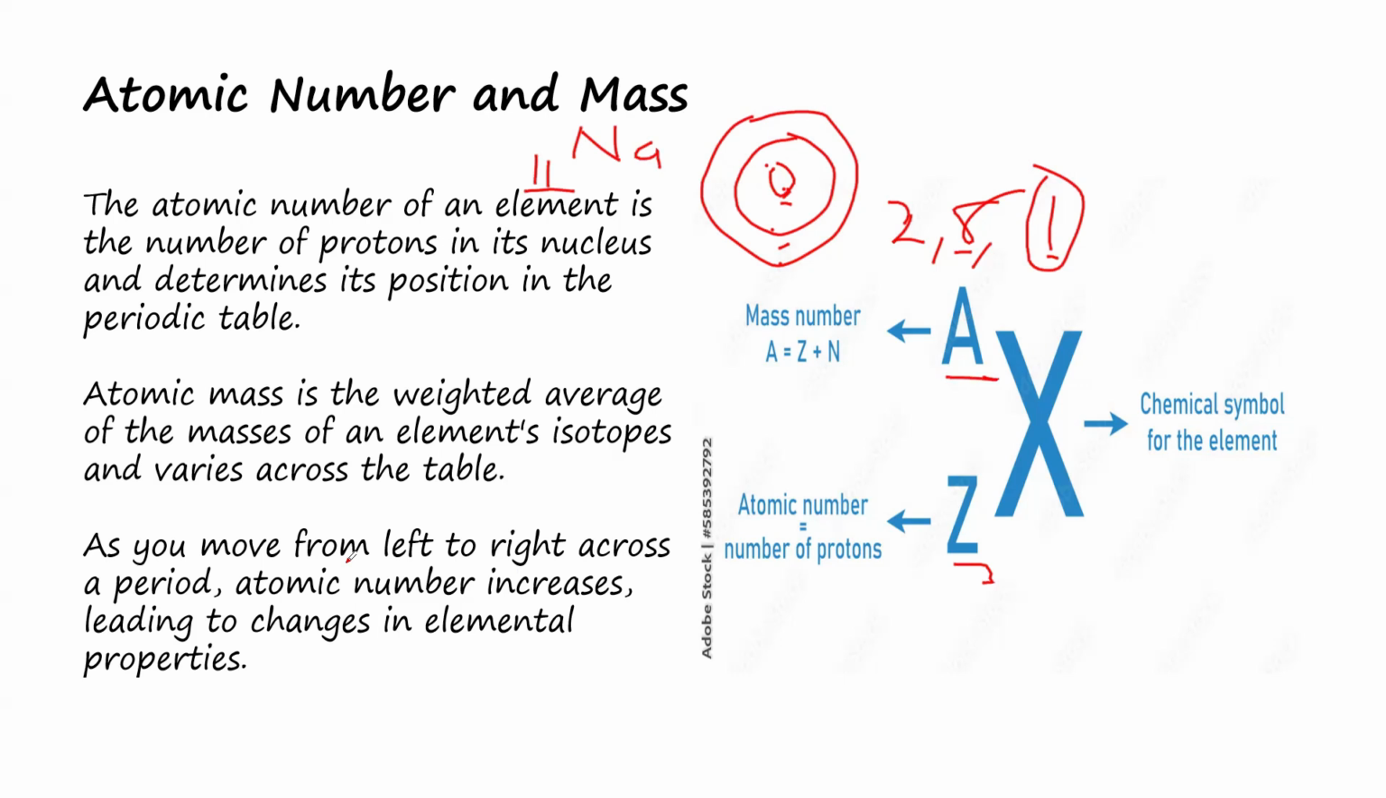So if you check period 3, as you move from left to the right, the atomic number increases, like sodium, magnesium, aluminum, silicon. So you see, as you move across the period, the mass number increases.